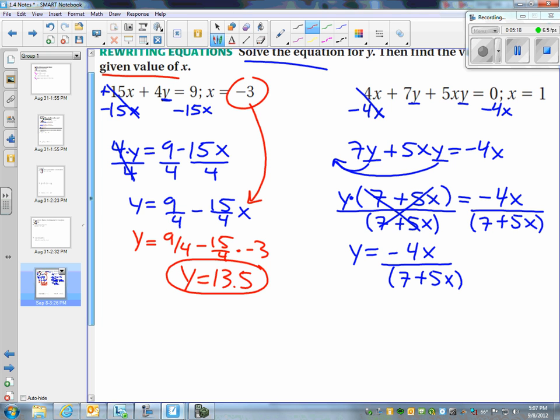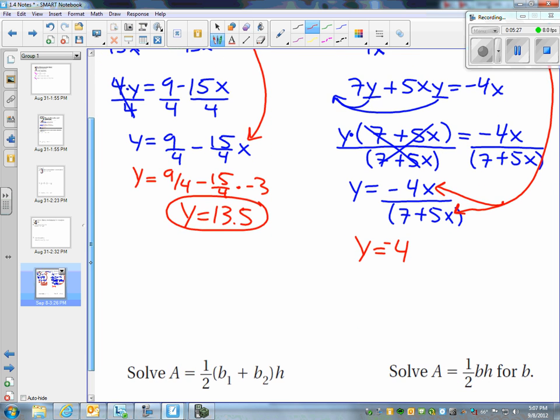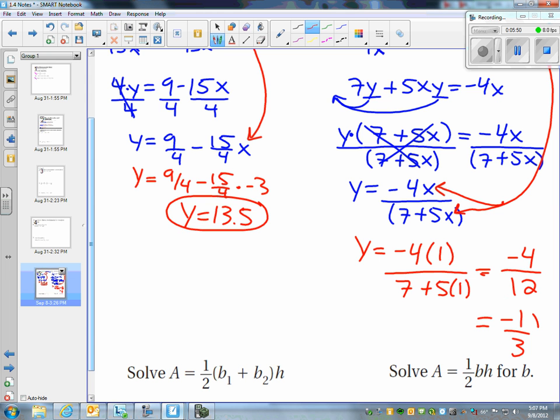So the next part says put 1 in for x. So we go down here, we put a 1 in there and in there. So y equals -4 times 1 over 7 plus 5 times 1. -4 times 1 is -4. 7 plus 5, 5 times 1 is 5, is 12. We can reduce that to -1 over 3. Or simplify that to -1 over 3.